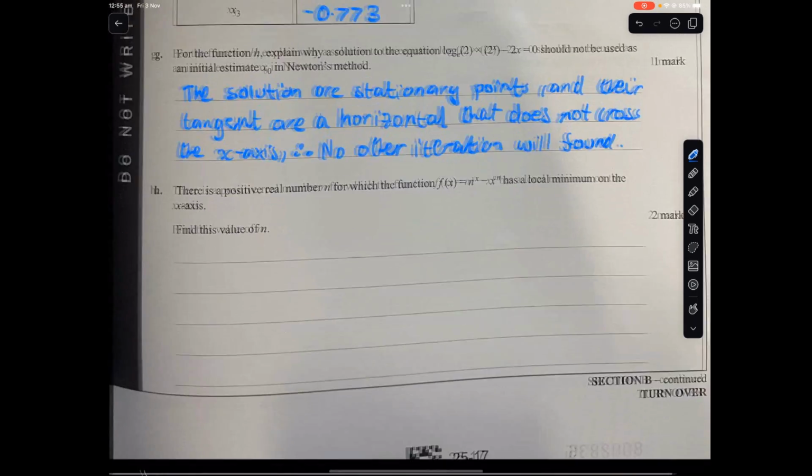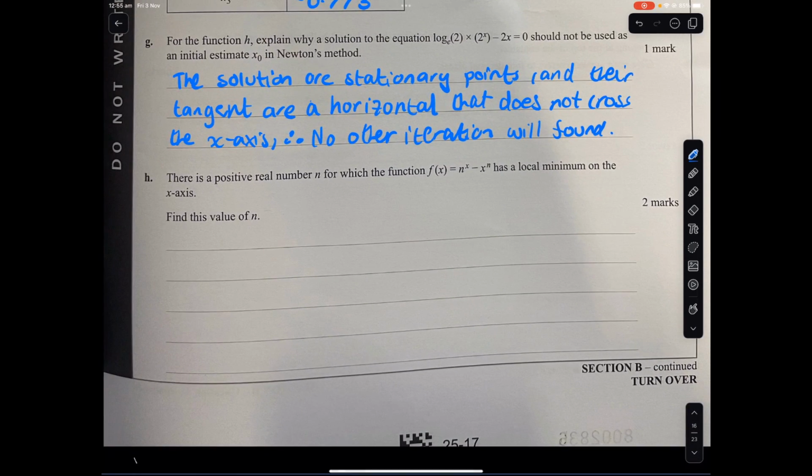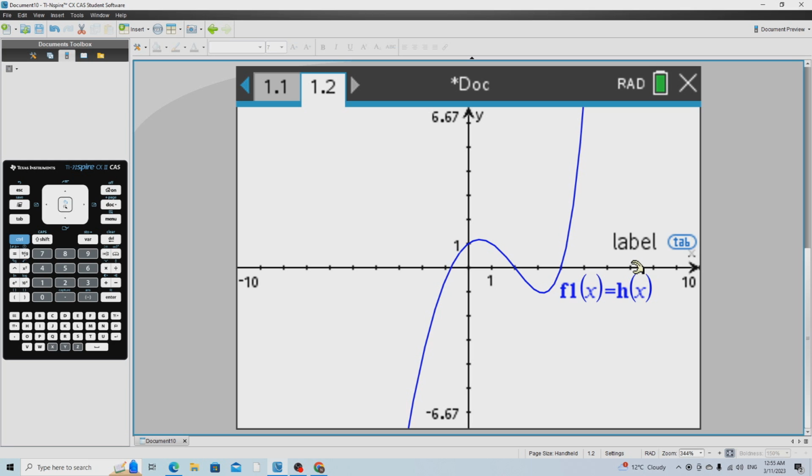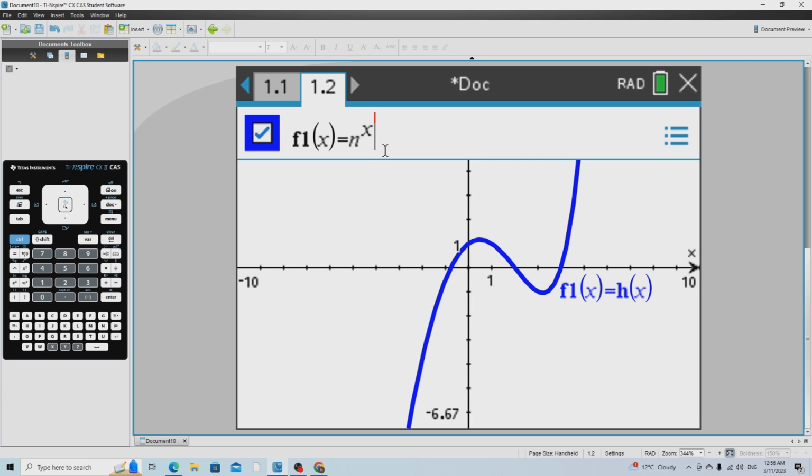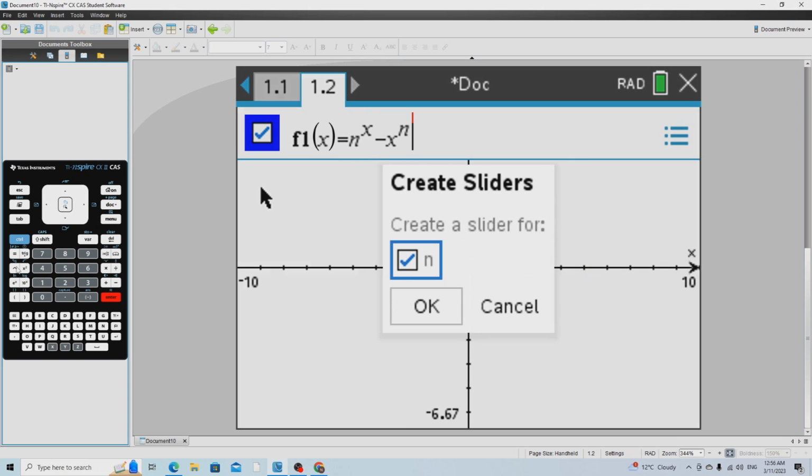There is a positive real number n for which the function f of x has a local minimum on the x-axis. Find this value of n. So if I just have a sketch of this, n is, okay, this one's when n is equal to 2, and when n is equal to 2, what can we see? It crosses the x-axis at n equals 2. What about if I just say n to the power of x minus x to the power of n.